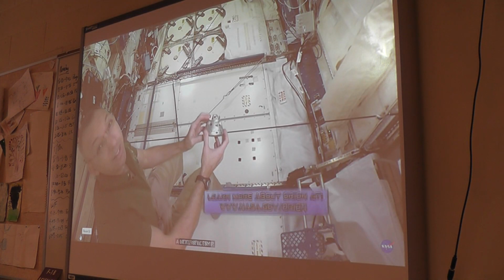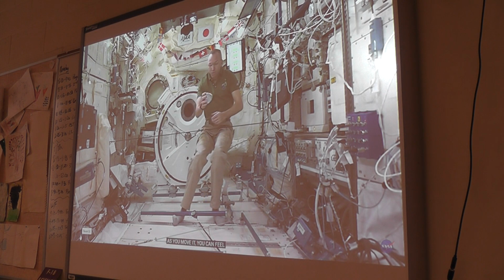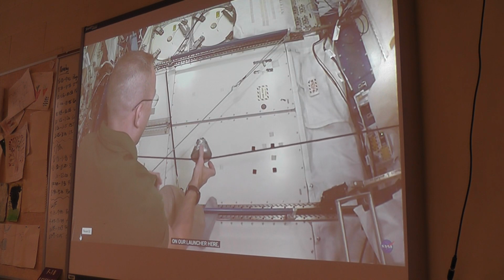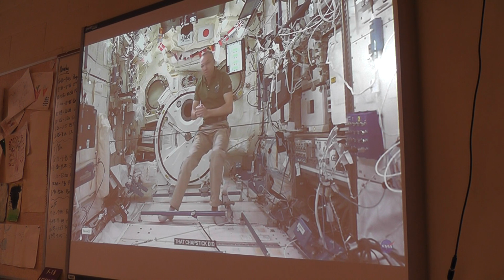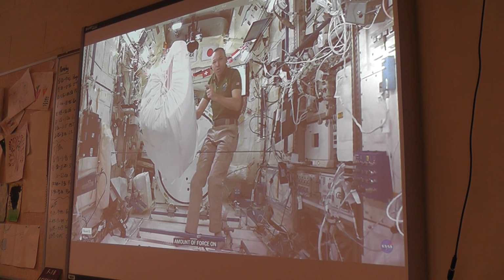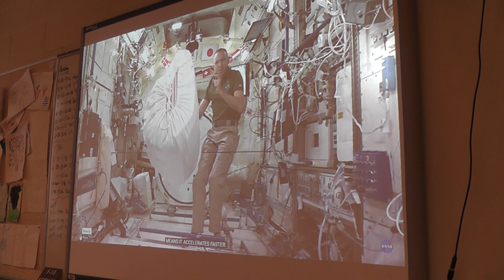Next we'll try a little spaceship. A little more massive, and you can feel it because as you move it, you can feel the extra force you have to push with your hand. So we'll put our spaceship on our launcher here, same spot. Notice it's flying a lot slower than that chopstick did. What we've seen is the same amount of force on a smaller, less massive object means acceleration's faster.